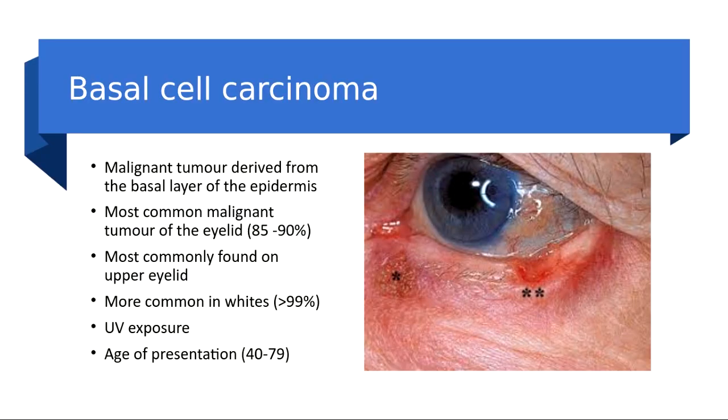All right, so basal cell carcinoma. It's derived from the basal layer of the epidermis. It's the most common malignant tumor of the eyelid, and it's mostly found on the upper eyelid. It's more common in whites, with usual UV exposure, and a later age of presentation.